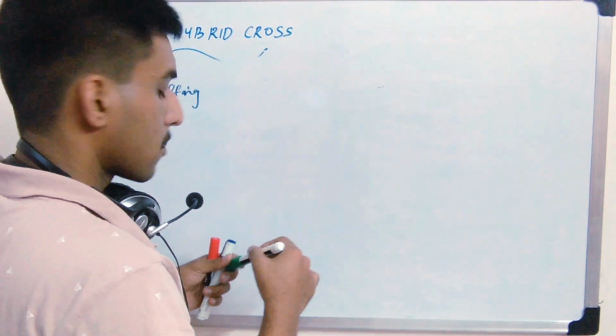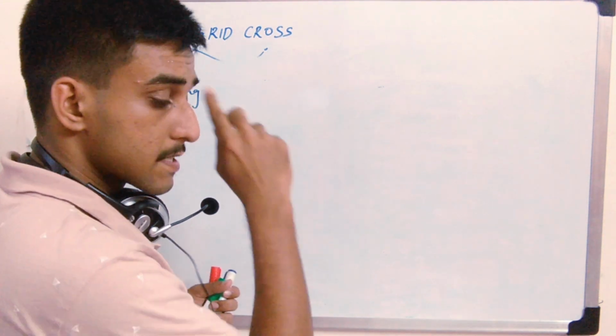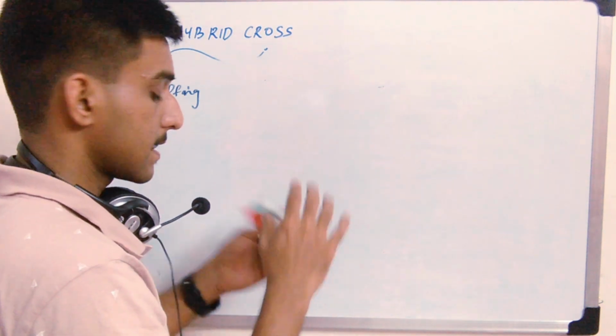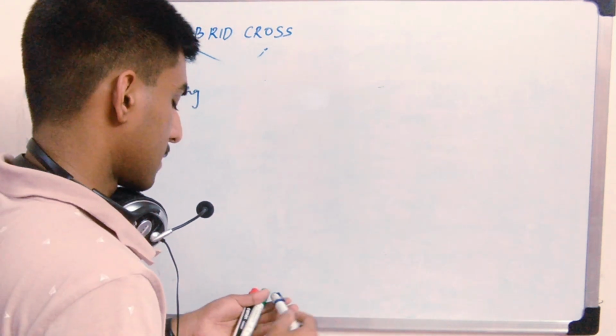I'm going to draw a checkerboard. We will be getting 16. We need 16 boxes, right? So we need to draw 4 columns and 4 rows.